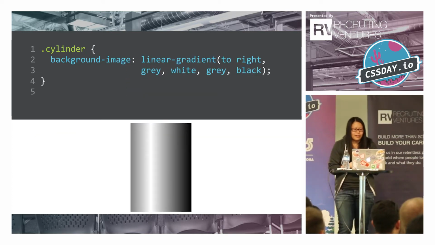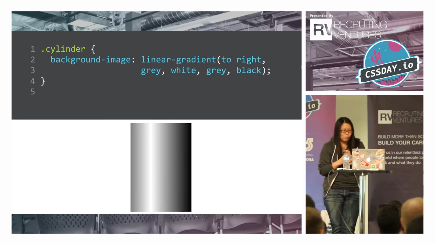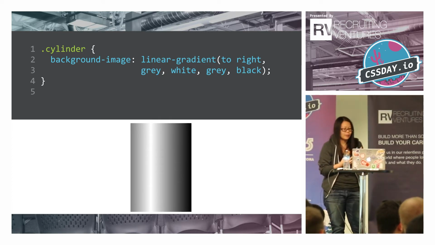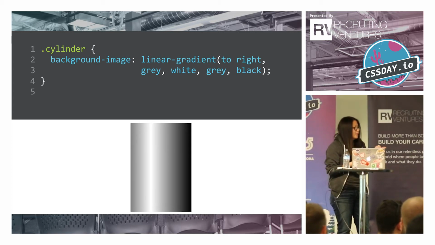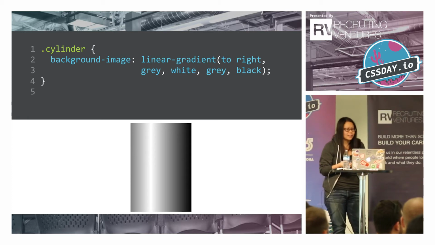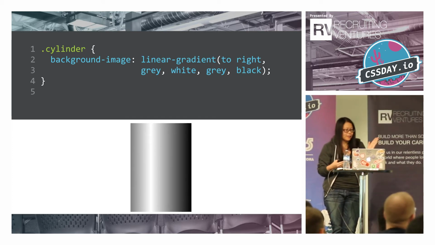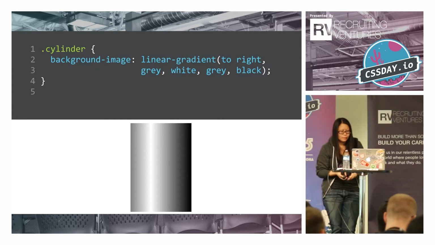And using the gradient value of background image allows us even more options. Linear gradients can be used to create more shapes, but also to create depth. So in this example, I'm creating a cylinder out of a rectangle by using a linear gradient. So it's going gray, white, gray, black to right. And basically what that is doing is giving the rectangle a sense of curvature.